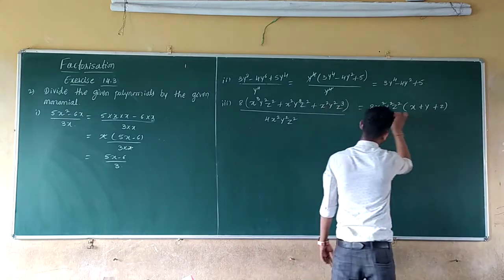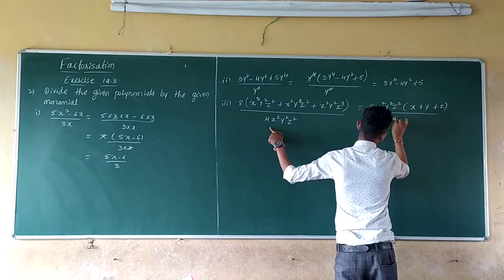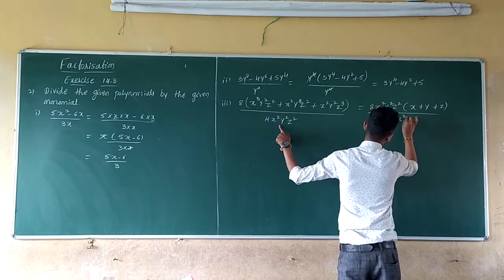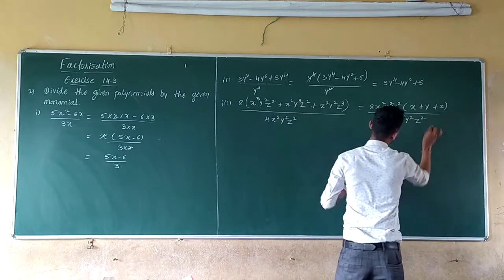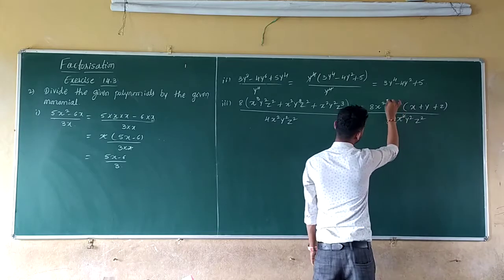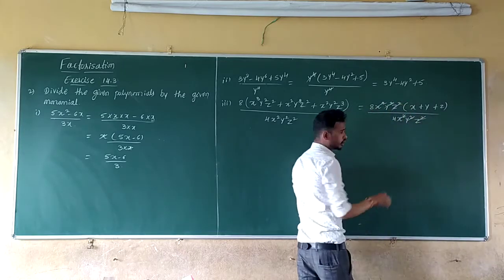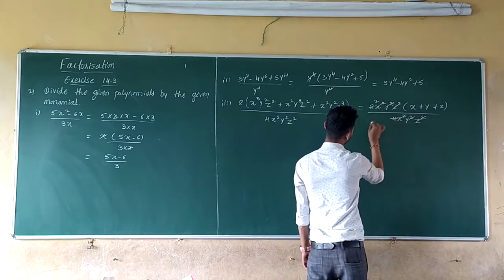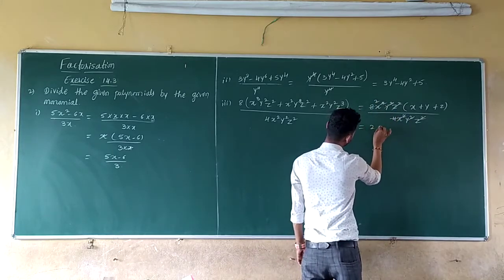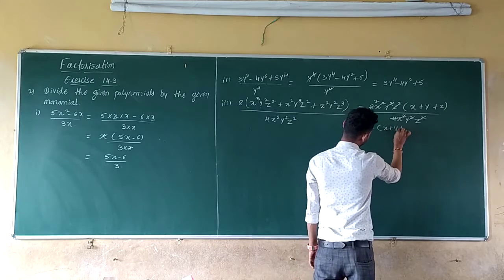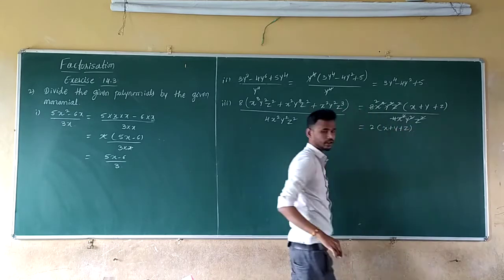So divided by what is there now? 4x square y square z square. So now x square gets cancelled, y square gets cancelled, z square gets cancelled. 4 ones are 4, 4 twos are 8. So the answer is 2 into bracket x plus y plus z.